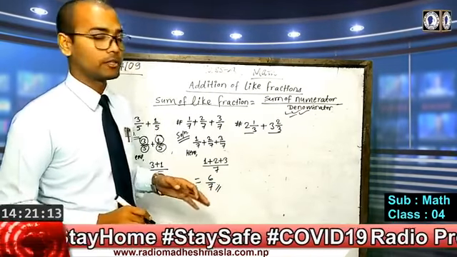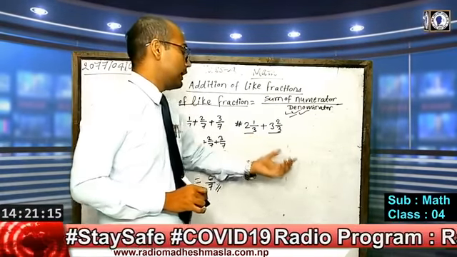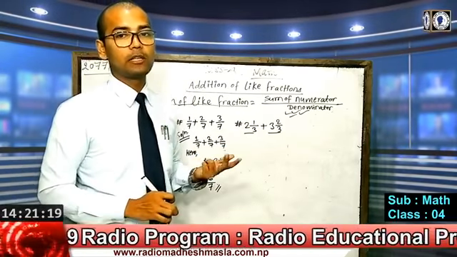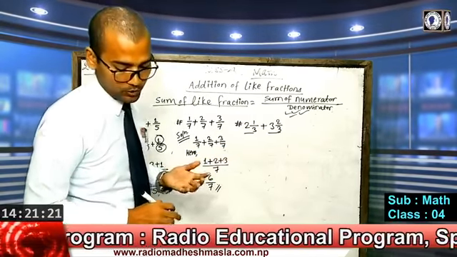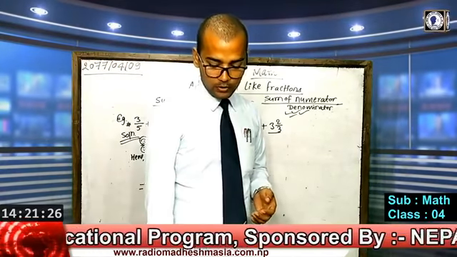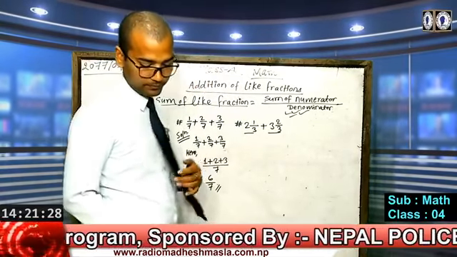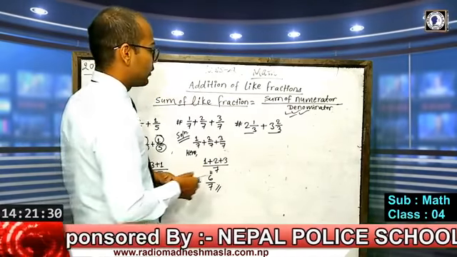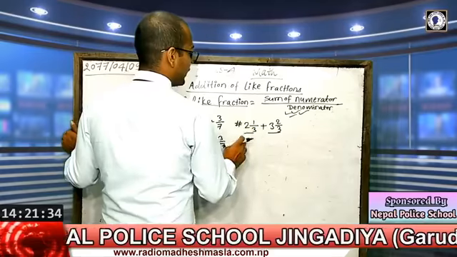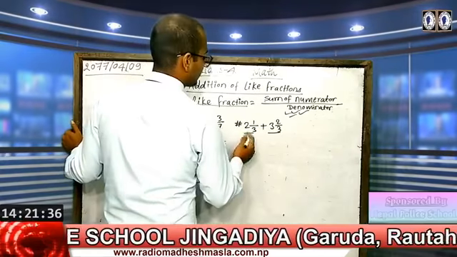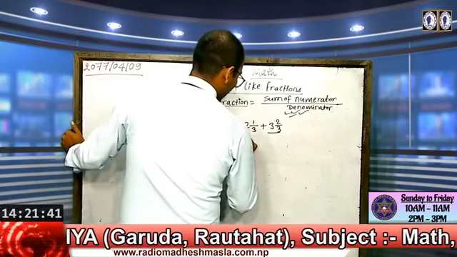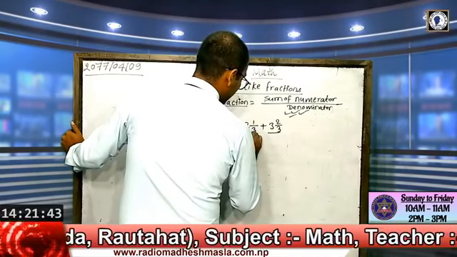So first, we should solve it by two methods, but we should follow the method which is given in our book. So we should first convert these mixed numbers to their improper fractions. As you know, to convert into an improper fraction, we should do like this. Solution.